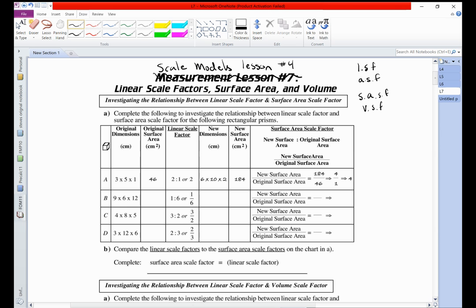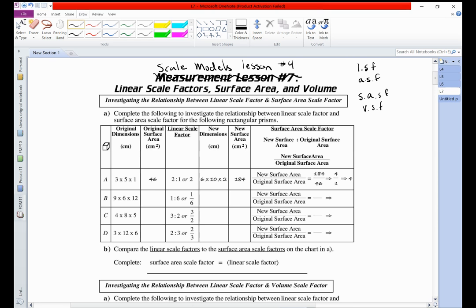Basically, we're trying to find a relationship between all of the types of scale factors, because things change at a different rate. If I double the dimensions of a rectangle, for example, if I double the length and double the width, we know that the area is going to increase by a factor of 4, because doubling is 2 and 2 squared is 4. That's what we learned last time.